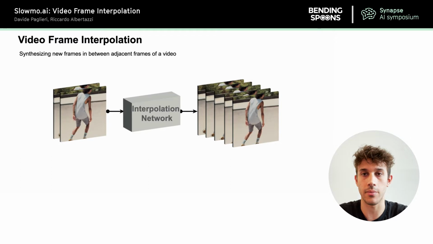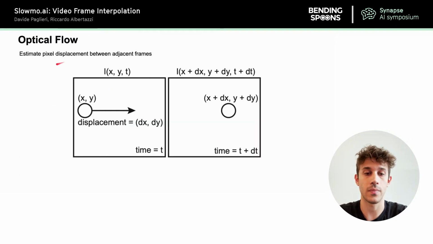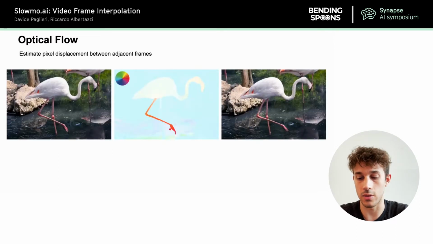Key to video frame interpolation are optical flow and backward warping. Optical flow is the pixel displacement between adjacent frames. So for example, given a pixel at time t with coordinates x and y, this pixel can move, and at time t plus dt will have coordinates x plus dx and y plus dy. dx and dy are the displacement vector, and this is called optical flow.